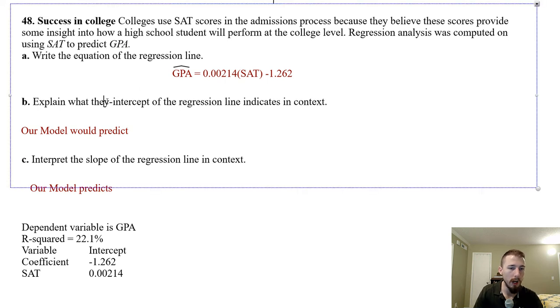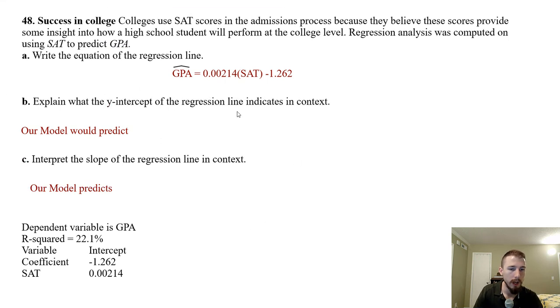Explain what the y-intercept of the regression line indicates in the context. So the y-intercept is whenever the SAT is 0. So when the SAT is 0, that's going to get rid of this whole term here, and then we're just going to be left with the y-intercept. So that's where it crosses the y-axis, right?